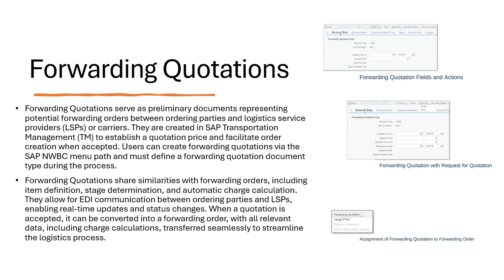Next is the assignment of the forwarding quotation to the forwarding order. This shows how the assignment of a forwarding quotation to a forwarding order happens. The system allows users to link quotations to the order seamlessly, which also reduces the need for manual data entry. The system also performs checks to ensure that quotation and order align in terms of dates, location, and pricing, which facilitates a smooth transition from a quote to the order.